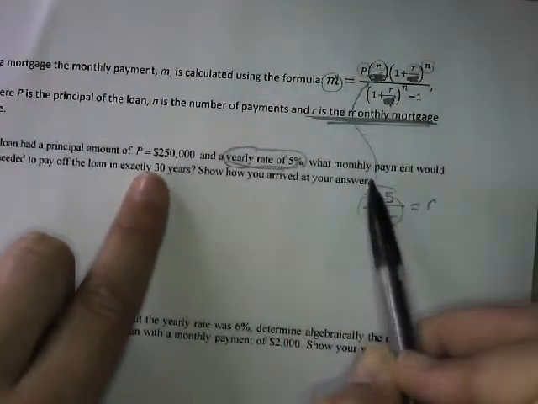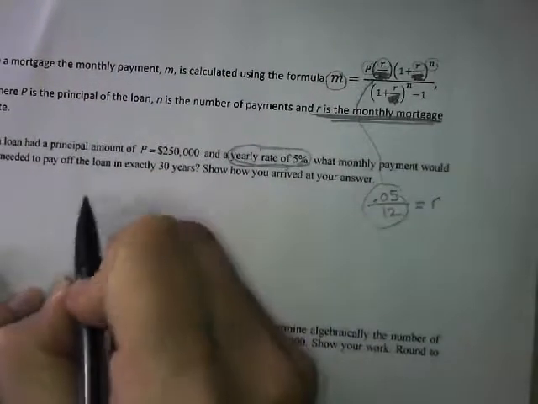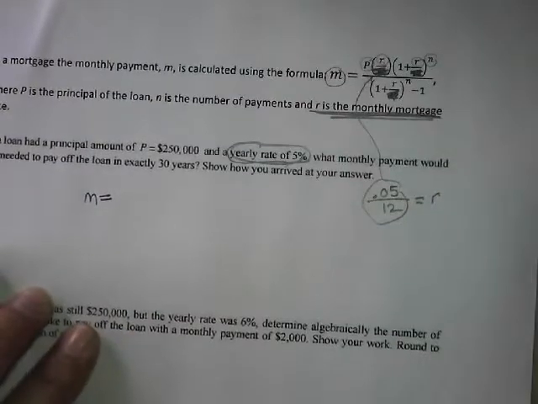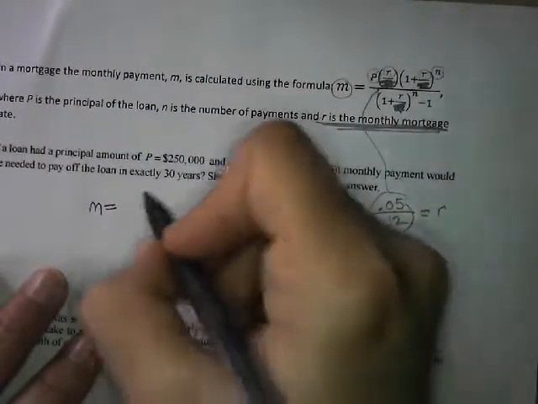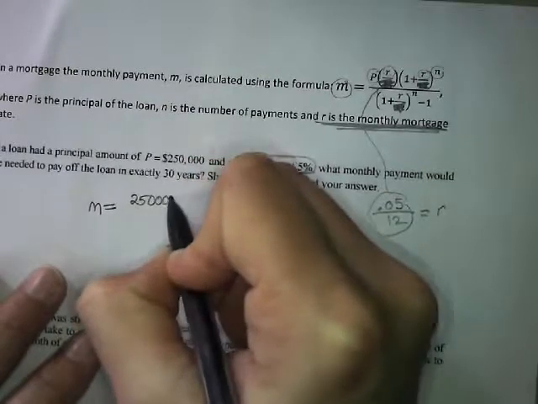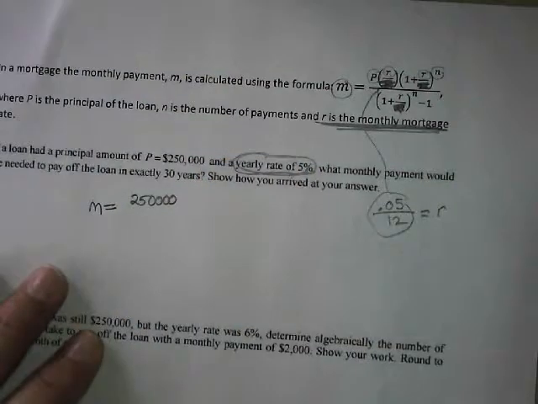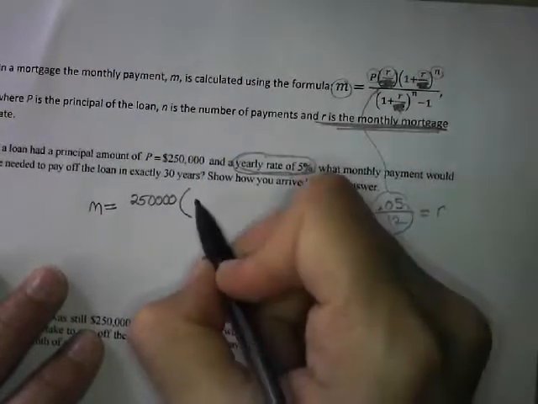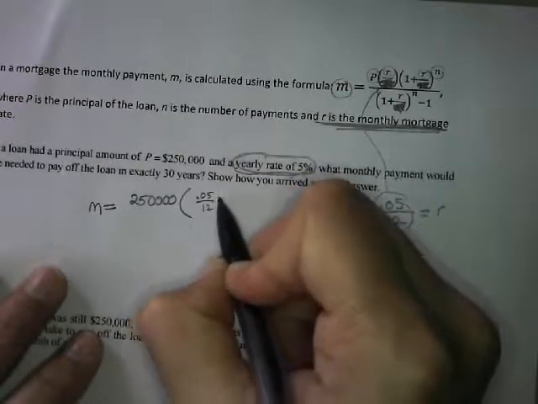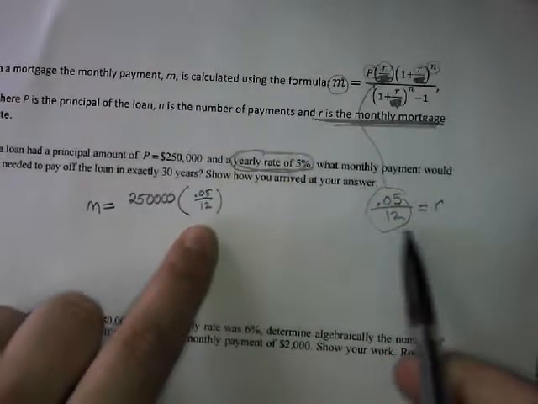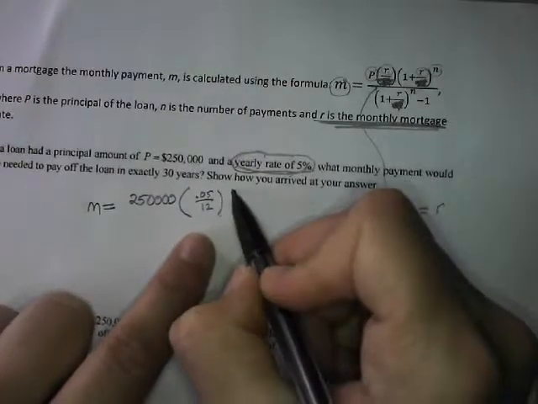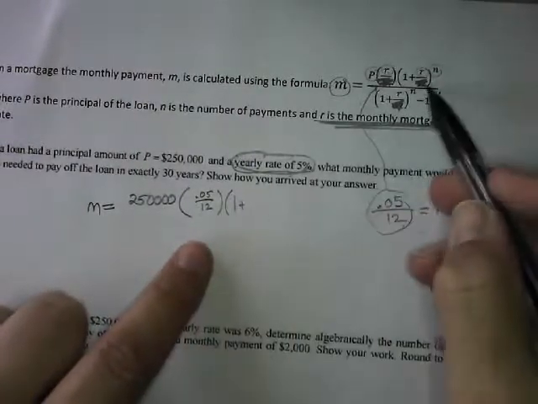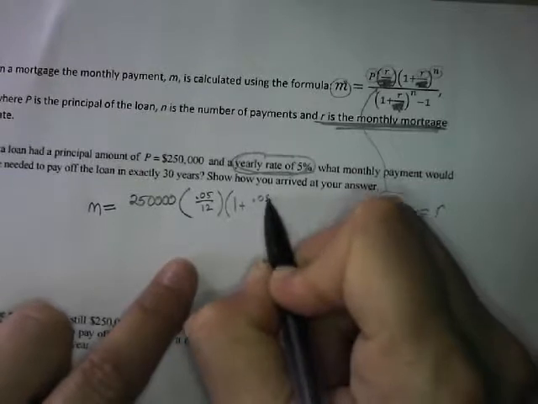At any rate, we're going to now plug in all of our information. They're asking for the monthly payment, so we still want to know what M equals. Our principal loan amount is $250,000. Our R value is .05 divided by 12, because that's what I computed. And then our R again is .05 divided by 12 to the nth power.